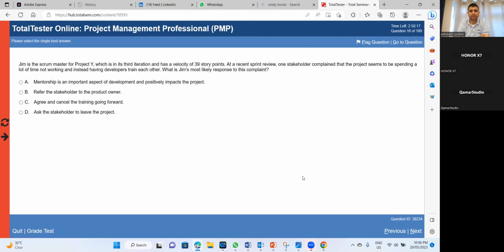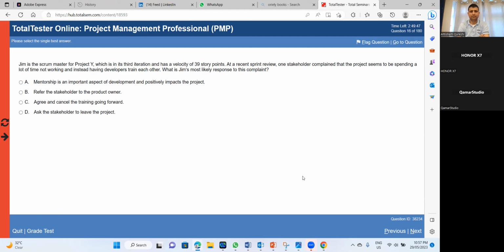Jim is the Scrum Master for Project Y, which is in its third iteration and has a velocity of 29 story points. At a recent sprint review, one stakeholder complained that the project seemed to be spending a lot of time not working and instead having developers train each other. What is Jim's most likely response to this complaint?